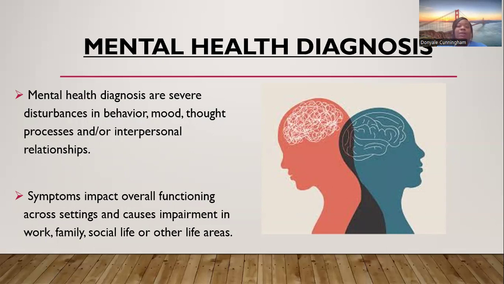Now, when we talk about behavior, this can look like aggression, withdrawal, or impulsivity. When we talk about mood, this can include prolonged sadness, extreme irritability, or rapid mood swings. When we look at thought process, this is such as delusions, confusion, or racing thoughts. And then interpersonal relationships include social isolation, ongoing conflict, or difficulty forming or maintaining meaningful connections. These disturbances typically cause significant impairment in a person's ability to function effectively.